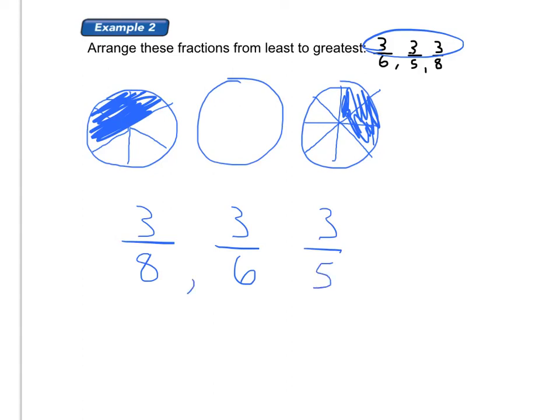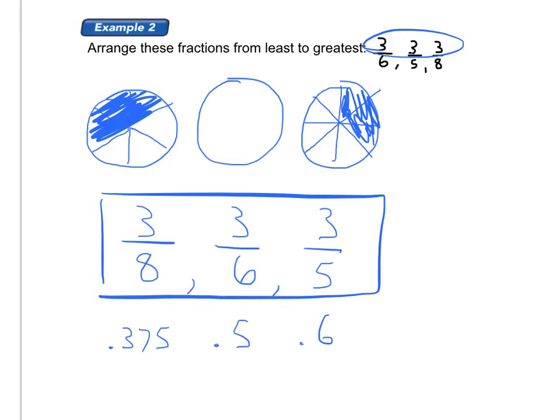Now if you struggle with that, one way you can always do this too is to make these fractions like decimals. So if I did 3 divided by 8, that's 0.375. 3 divided by 6 is 0.5. And 3 divided by 5 is 0.6. So you'll notice that these decimals that go with these fractions are in order from least to greatest, which means my list is in order from least to greatest. So that's another way you could do this if decimals make more sense to you. You could make them decimals and then compare.